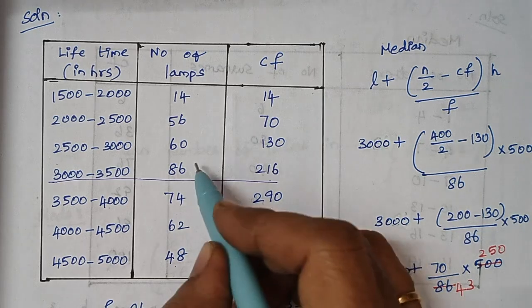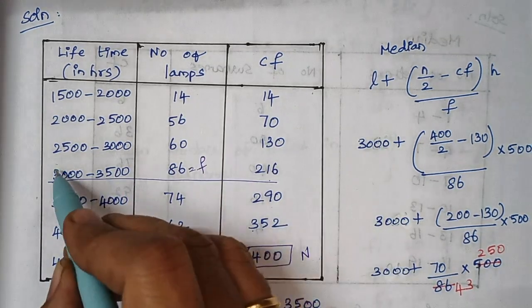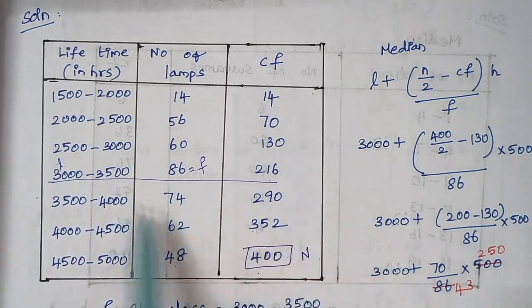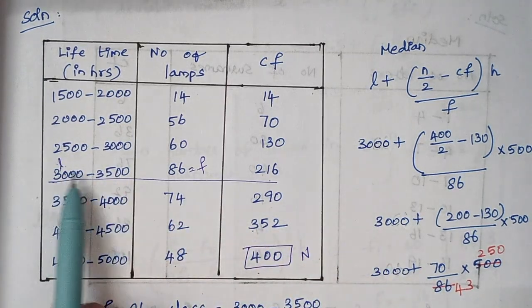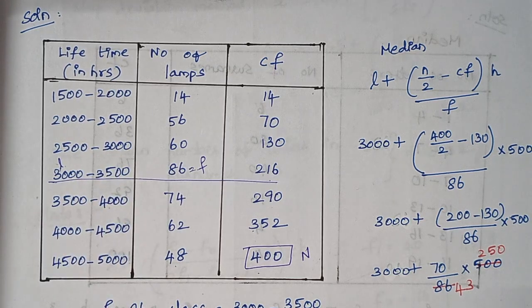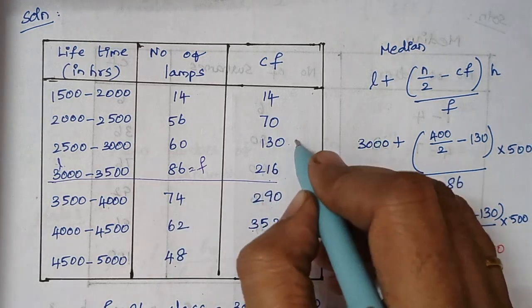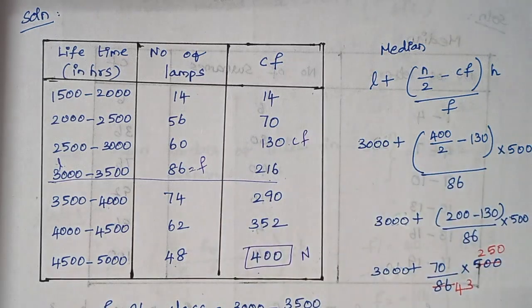So what is the value of F? This is your value of F. What is the value of L? L is nothing but 3000. What is H? H is the difference between these two. So 3500 minus 3000 gives you 500. Then what about cumulative frequency? The value which is prior to the respective row is cumulative frequency. So here it is 130.